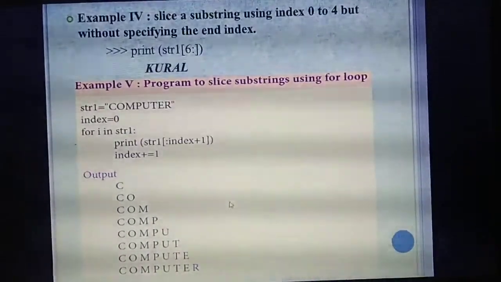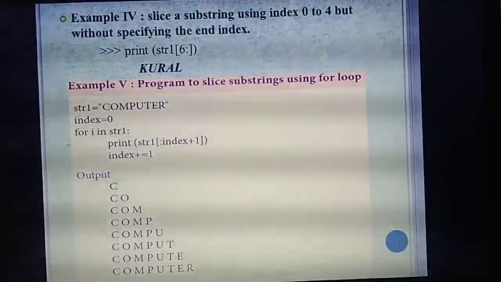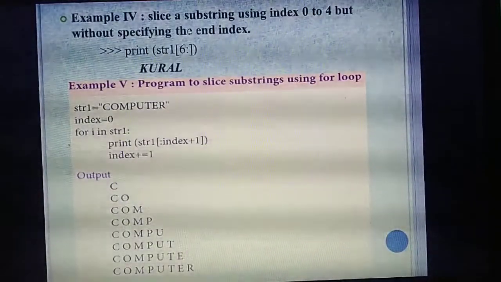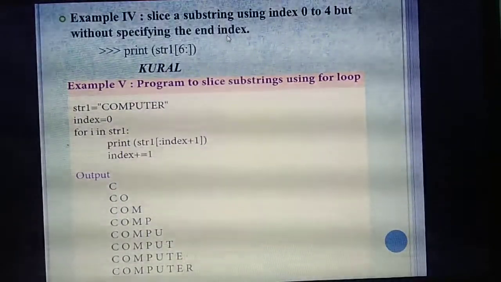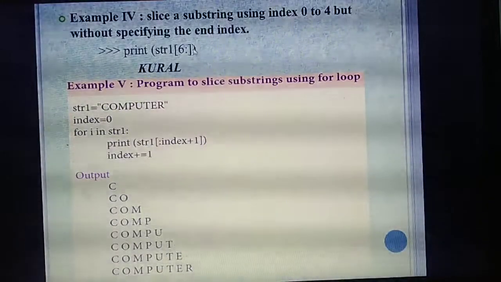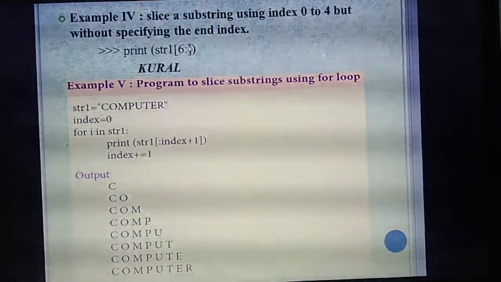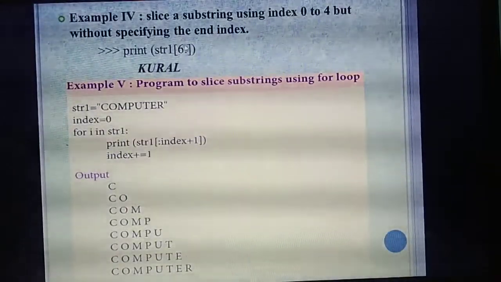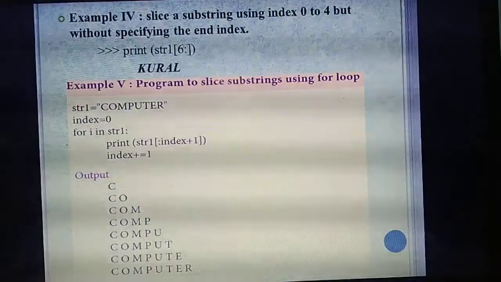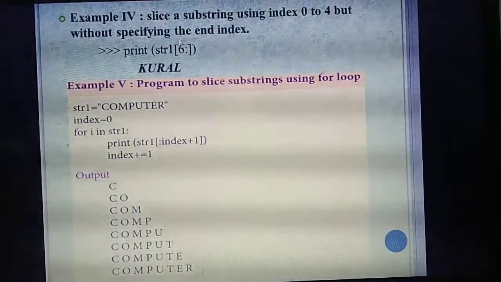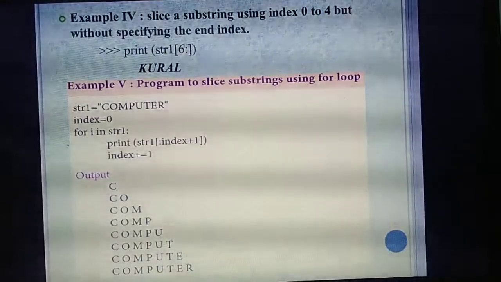So listen, in that question, one more example is there. Slice a substring from 0 to 4 but without specifying the end index. Only the beginning index is specified, but the end index is not. See this example. Only the beginning index is specified, so will the end index be there? No. So the program will consider from index value 6 till the end.